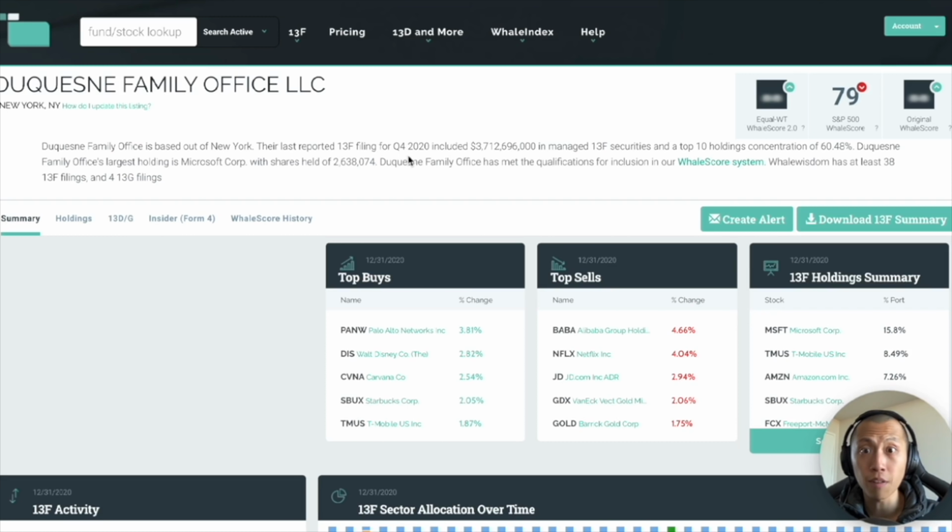Duquesne is another fund that I follow quite closely as well. Now, Duquesne is run by Stan Druckenmiller, and Druckenmiller is not exactly a value investor, nor is he a growth investor. So he's kind of right in between, and I like to come here exactly for that. I want to see if there's any value stocks that I missed or any growth stocks that I missed as well.